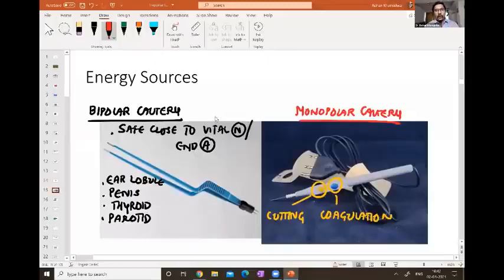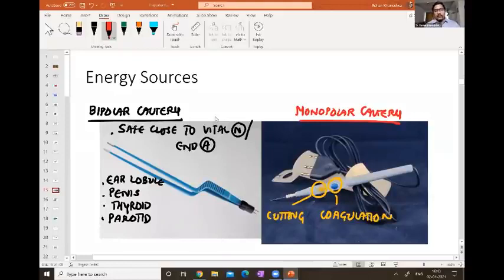Again, a super important question for your exam is regarding energy sources. These two images have been asked multiple times in the FMG exam. You have a bipolar cautery and you have a monopolar cautery. You should be able to identify both the images. Bipolar cautery is like prongs, right? They're like prongs, chimte jaise lagte hain. Whereas monopolar cautery is like a pencil or a pen. So that's how you differentiate between the two.